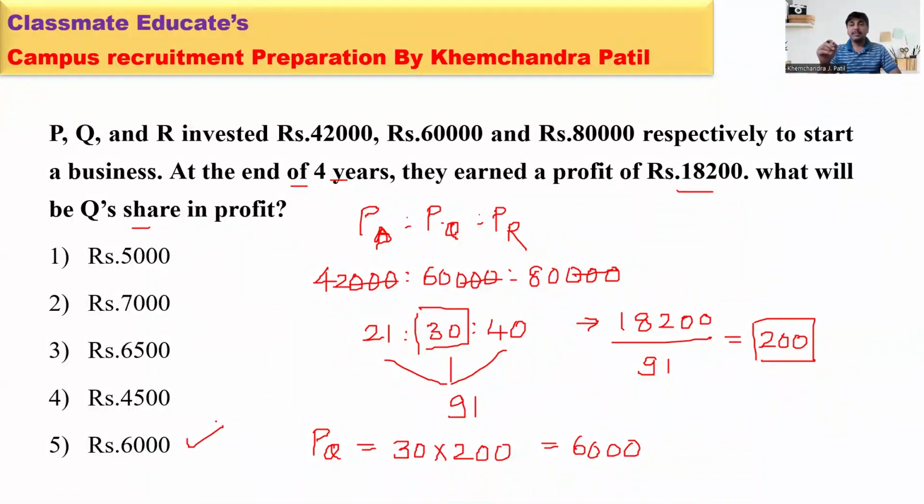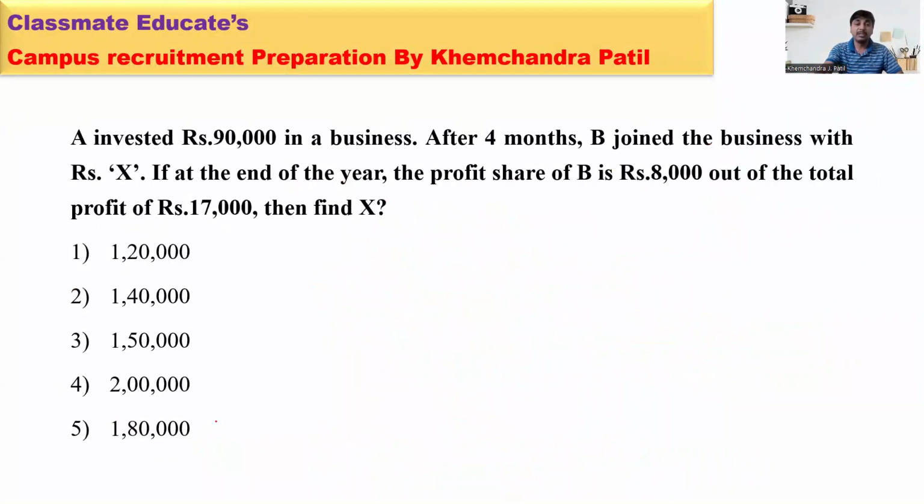So keep this in mind when you have to find the profit ratio. It is always found by the compound ratio of investment ratio and time of investment ratio. But here in this case, the time of investment of all partners is same. That's why we divided that profit in a ratio of investment.